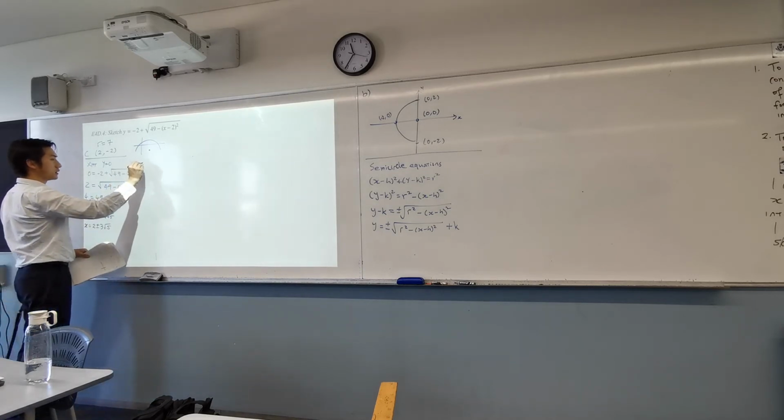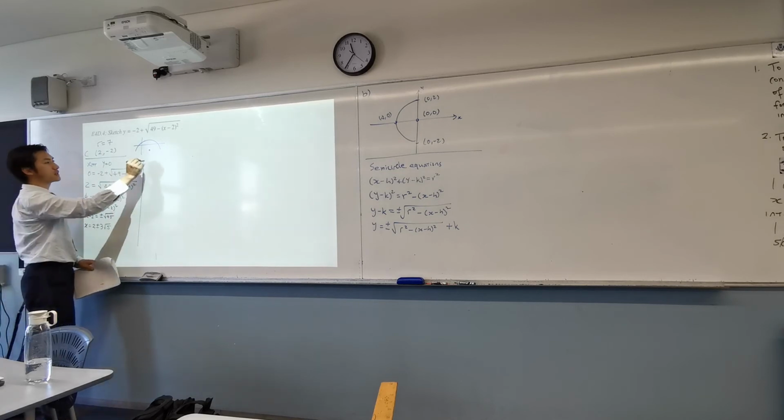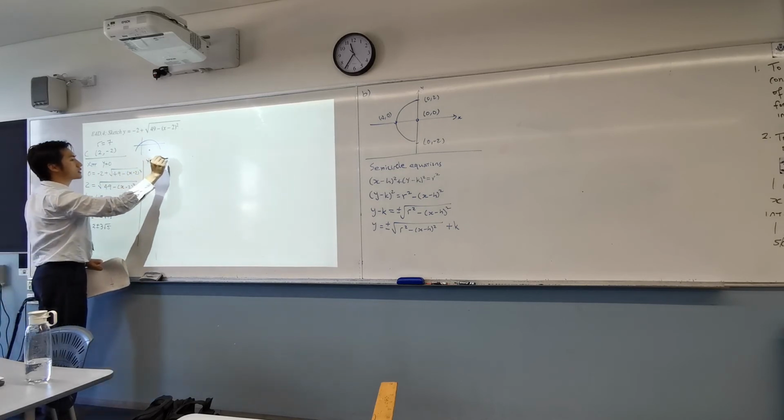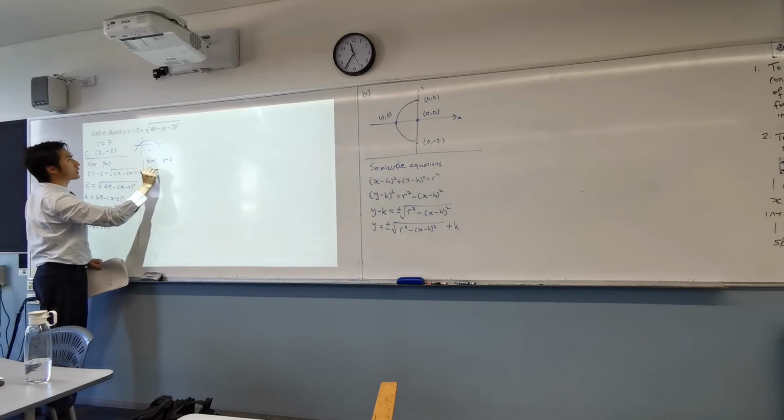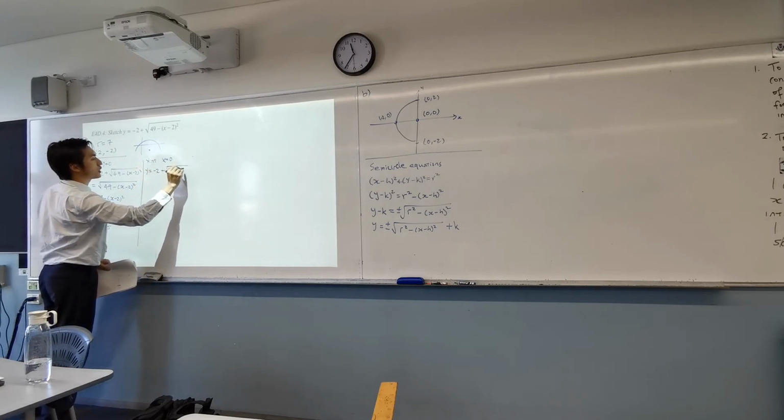Next one, we figure out our y-intercepts. x equals 0, y is equal to negative 2 plus the square root of 49 take away (0 minus 2) all squared.